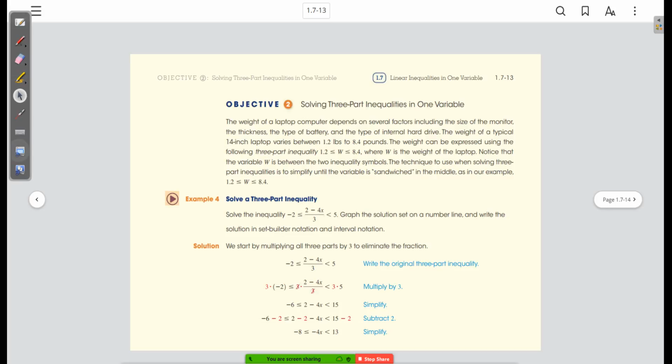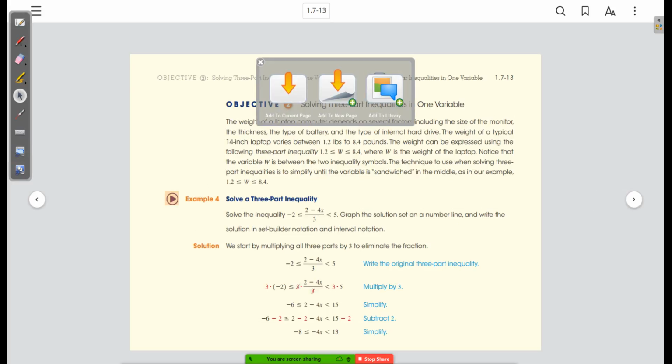Ooh, a 3-part. Okay, so now we're getting a little crazy with our inequalities. Somebody's going to have to slow these guys down. Okay, I don't know if I should have snipped that, but we're going to read it anyways. So the weight of a laptop computer depends on several factors, including the size of the monitor, the thickness, the type of battery, and the type of internal hard drive. The weight of a typical 14-inch laptop varies between 1.2 and 8.4 pounds. Good grief. The weight can be expressed using the following three-part inequality.